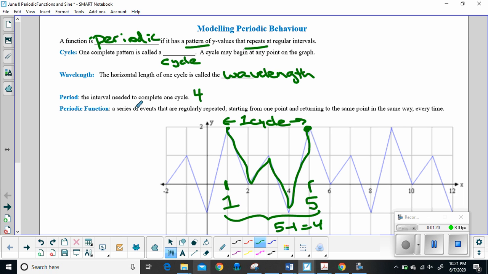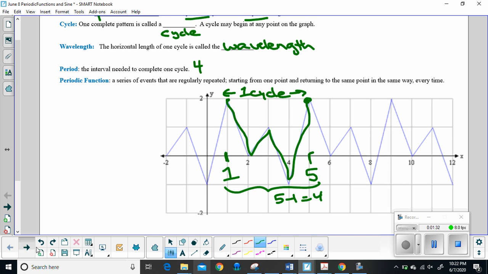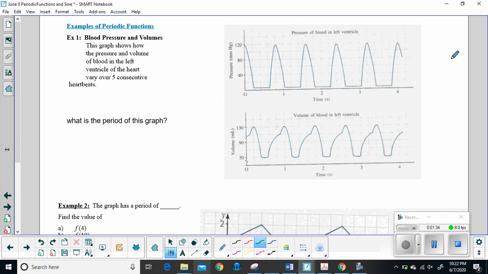A periodic function is a series of events that are regularly repeated, starting from one point and returning to the same point in the same way every time. Okay. So that's not too scary, right? Now let's look at a few different examples here.